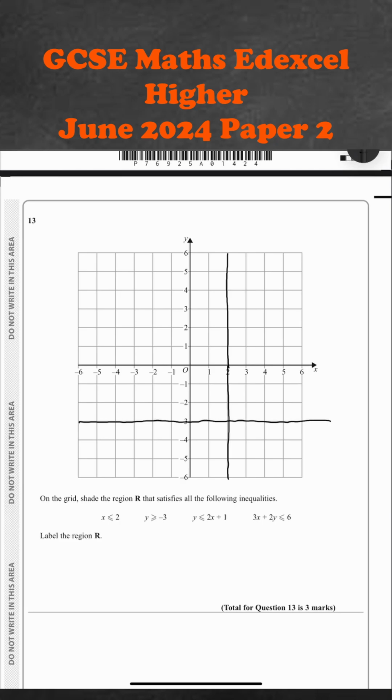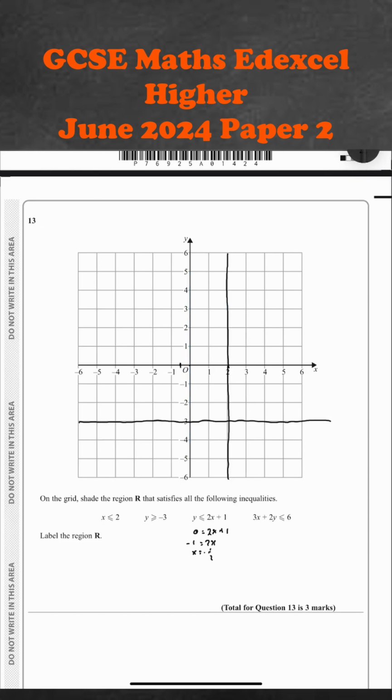So to work out this line, when y equals 0, 0 equals 2x plus 1. We'll take the 1 onto the other side, so minus 1 equals 2x. X would equal minus a half. So when y equals 0, x equals minus a half. So that's going to be about here. And then when x equals 0, we're going to have y equals 1. So that's just going to be here.